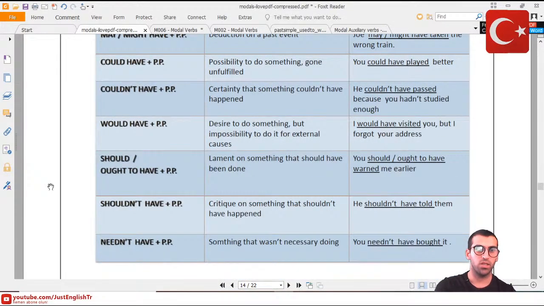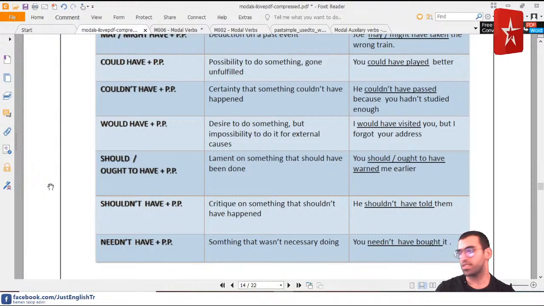Shouldn't have plus past participle, it's a criticism of something that shouldn't have happened. For example, he shouldn't have told them. You regret it. Or you shouldn't have visited my friend. He's really angry. He didn't have time to meet you. He was preparing for the exam, so you shouldn't have visited my friend. Yes, it's a criticism of something that shouldn't have happened.